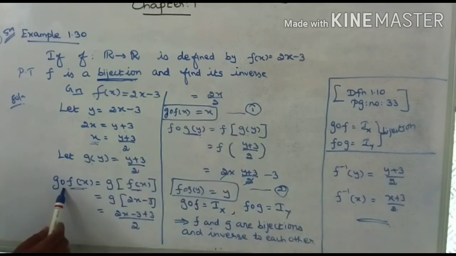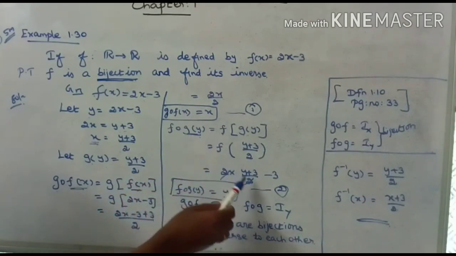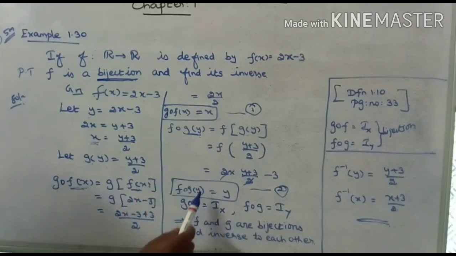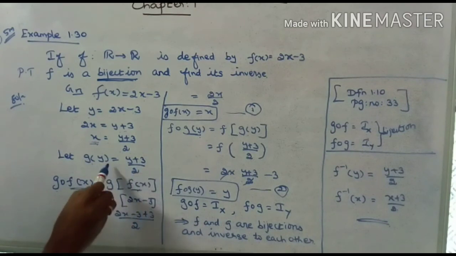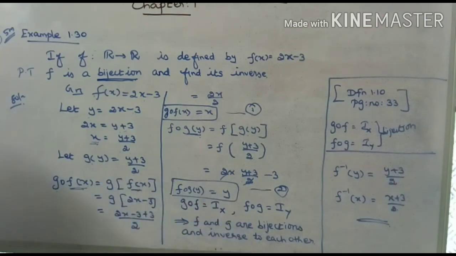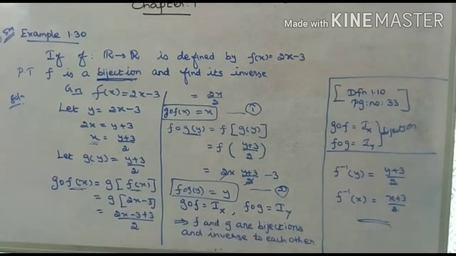So f composite g of x, on completing the solution, we get x. And g composite f of y, we also get y. So both conditions hold: f composite g is equal to Ix and g composite f is equal to Iy. So f and g are bijections and the inverse exists. So f inverse of y is (y plus 3) by 2. Here you replace y with x. So f inverse of x is equal to (x plus 3) by 2. This is the answer to this question.